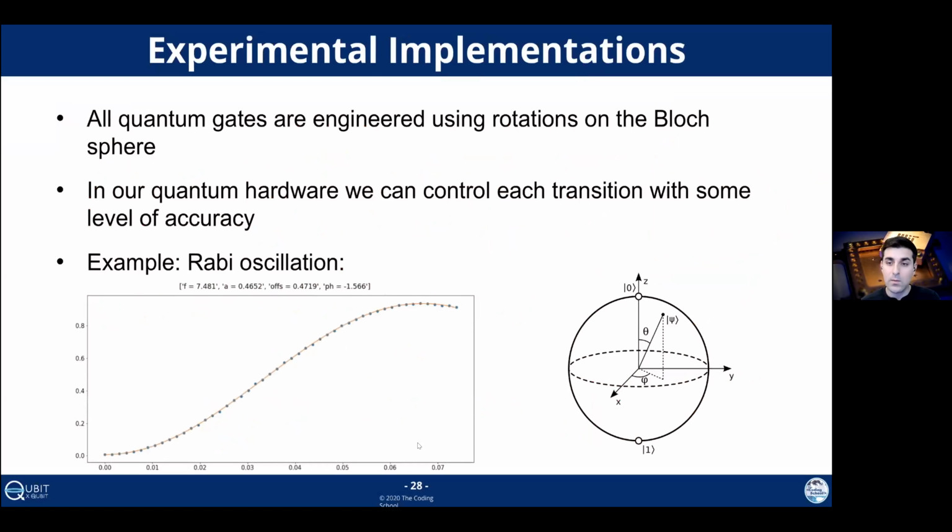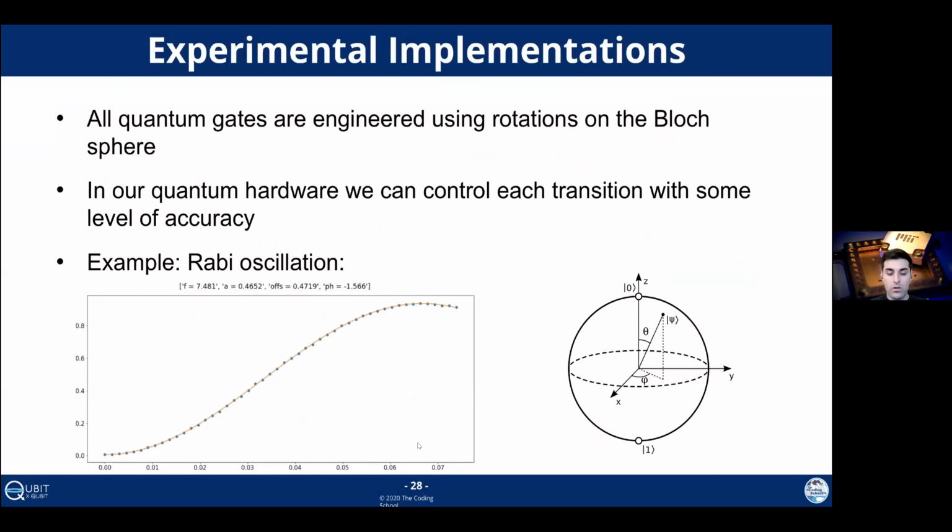Okay, so let's talk about what are the experimental implementations of these rotation operators that I talked about. So all the quantum gates that we implement in a quantum computer are engineered using rotations on the Bloch sphere. And in fact, in our quantum hardware or quantum computer, we can control each of these rotations and transitions to some decent level of accuracy.